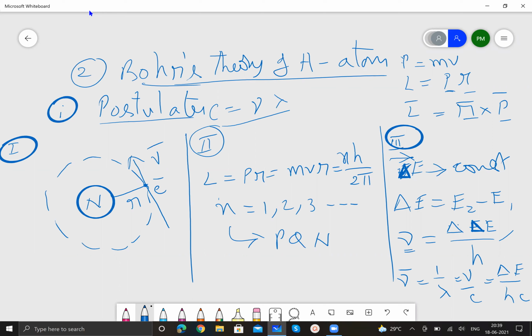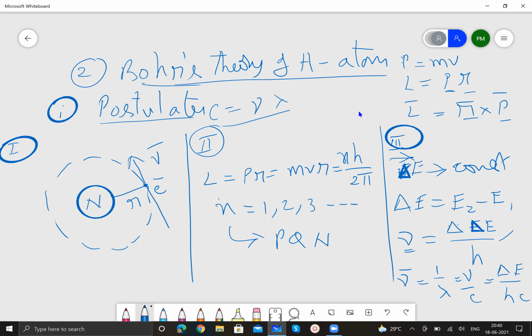Second postulate, the angular momentum of the orbiting electron will be the integral multiples of h by 2 pi, that is here n = 1, 2, 3 is nothing but the principal quantum number, and h is the Planck's constant. Third one is the energy of an electron in an orbit is constant. The emission or absorption of energy will take place during the transition of electron between two orbitals with well-defined energies, and delta E is given by E2 minus E1. This particular energy emitted or absorbed will appear as a spectral line.